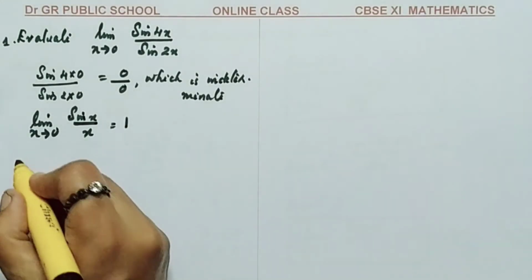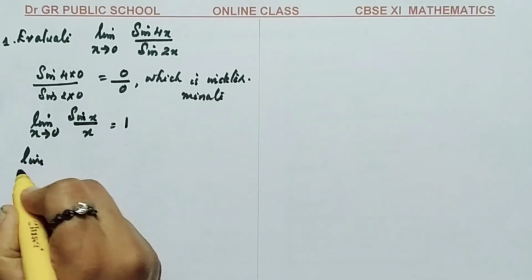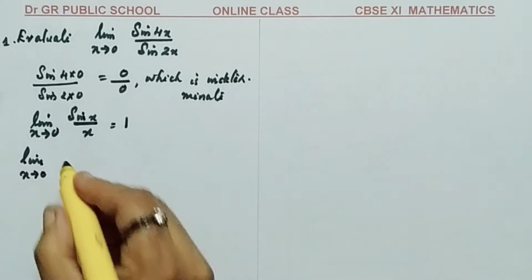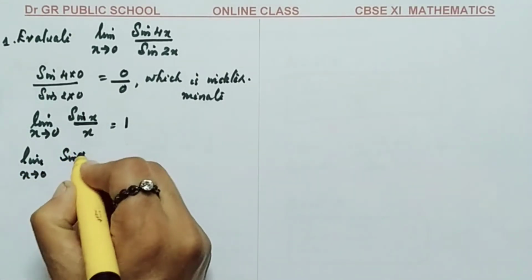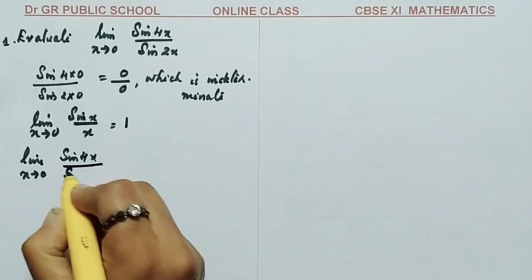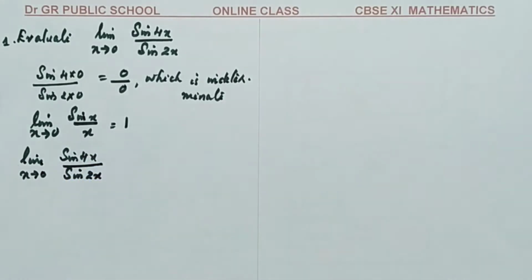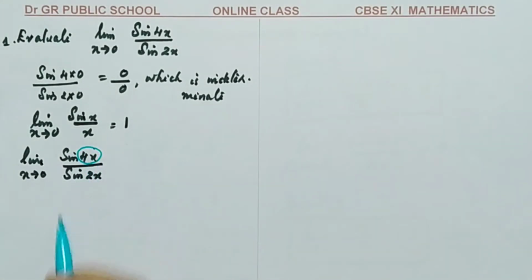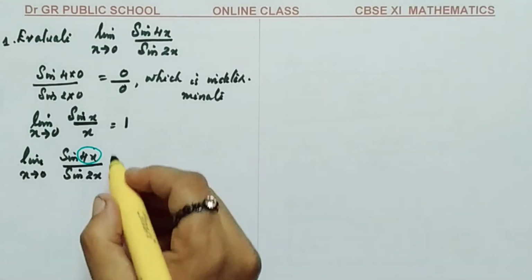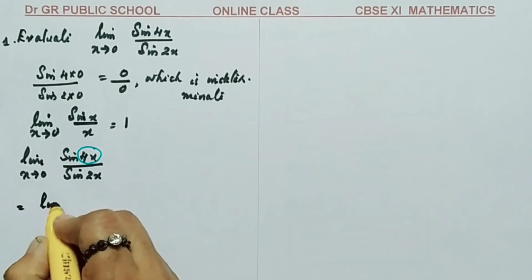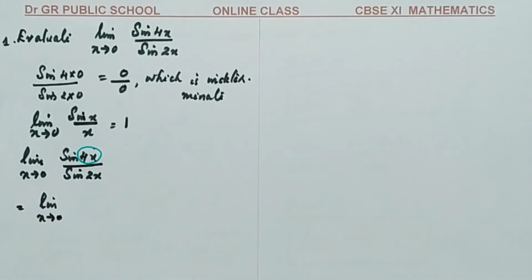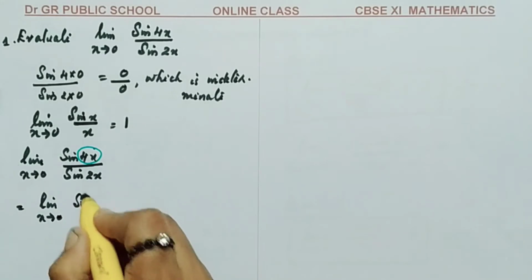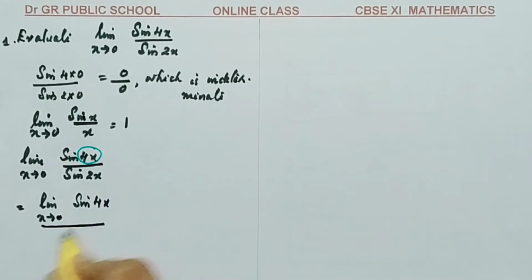We can take the given function as limit x tends to 0, sin 4x comes here, divided by sin 2x in the denominator. But you know that if 4x comes here, the same 4x needs to come in the denominator. So I am going to make an arrangement here as limit x tends to 0, sin 4x divided by limit x tends to 0, sin 2x.